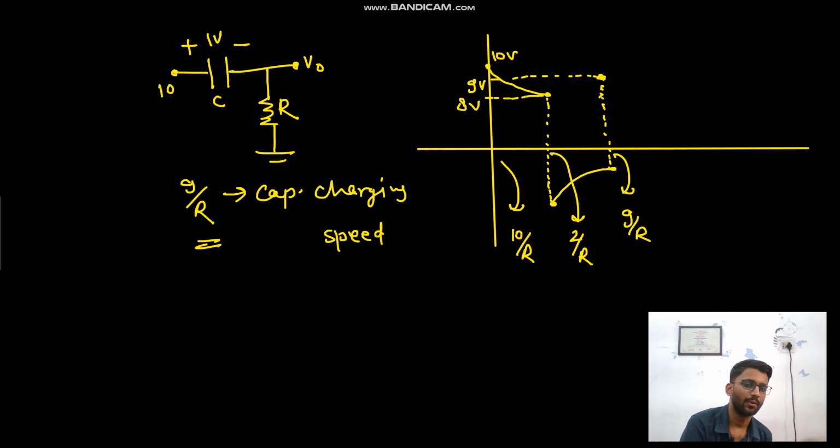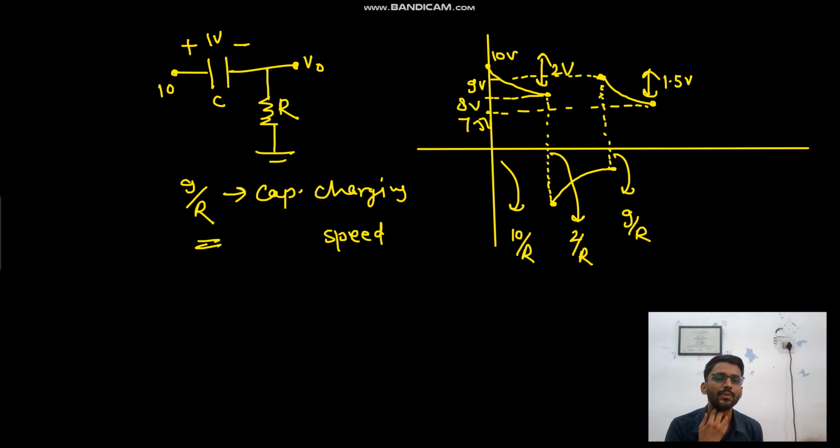Now we can't go down for 2 volts. We can go down till 1.5 volt. From 9 to 7.5 voltage it can go down. So here we had a decrease of 1.5 volt. Here we had a decrease of 2 volt. So from 9 to 7.5 we have reached. So now the Vc is 2.5 volt, right? Here we have 10, here we have 7.5. So the Vc is now 2.5 volt.